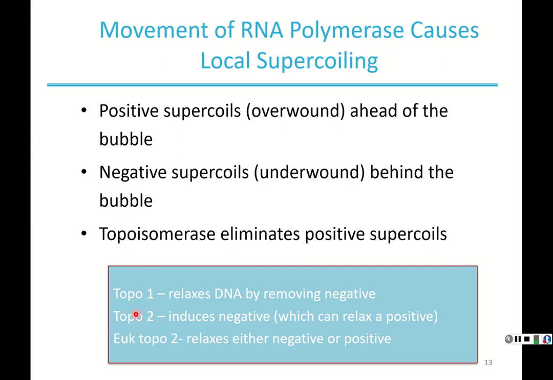As a reminder, topo 1 and topo 2 in prokaryotes: topo 1 relaxes DNA by removing negative supercoils. Topo 2 actually induces negative supercoils, which can relax a positive supercoil. So topo 1 would act behind the polymerase, and topo 2 would act in front of it in bacteria. Eukaryotic topoisomerase 2 relaxes either negative or positive, so that one could be acting both in front and behind the polymerase in eukaryotic cells.